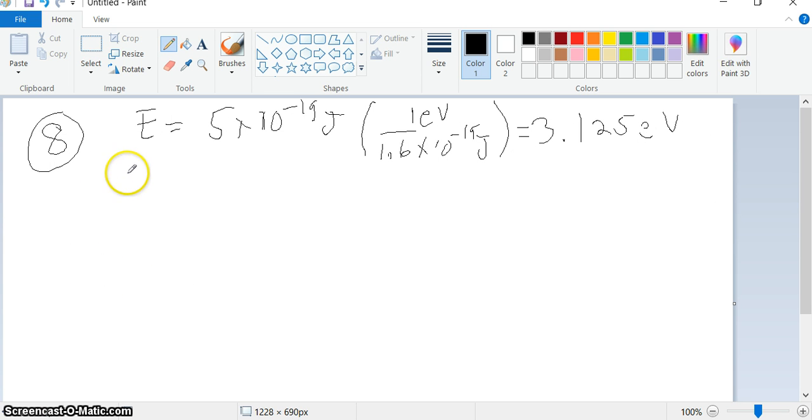All right, so here's problem number 8. I've started setting it up. I'm going to read it. It says, in a demonstration of the photoelectric effect, suppose that the minimum energy of 5 times 10 to the minus 19th joules, and they put in parentheses 3.1 electron volts, is required to dislodge an electron from a metal surface. What is the minimum frequency and the longest wavelength of the radiation for which that detector registers a response?